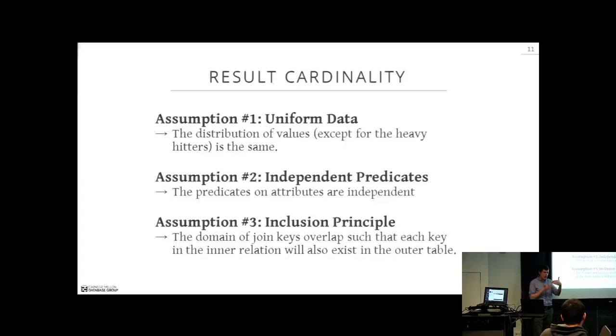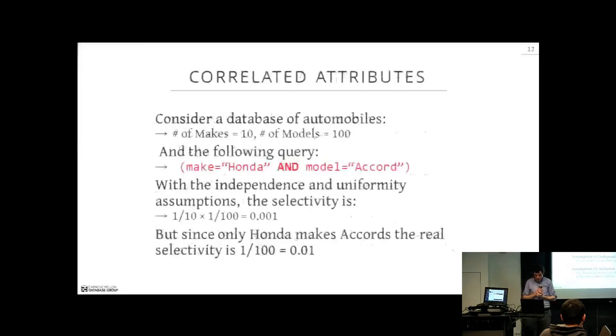And the last assumption is that we're going to assume that the join keys for an inner relation and the outer relation will always overlap. So for every key that's in your inner relation, it's guaranteed to exist in the join keys of the outer relation. Now, if you have a foreign key, this certainly holds to be true, because you can't have something in the child table that doesn't exist in the parent table. But you're not always going to be joining on foreign keys, right? So this will be problematic, because you're assuming that every single value in the inner table exists in the outer table, when it may not always be the case.